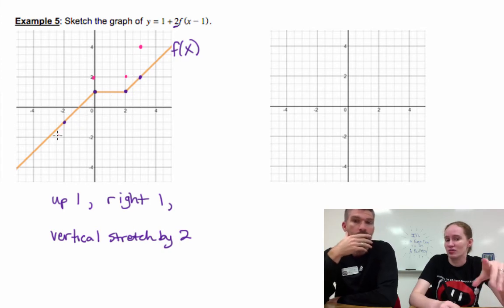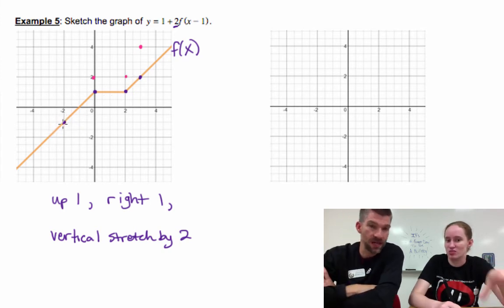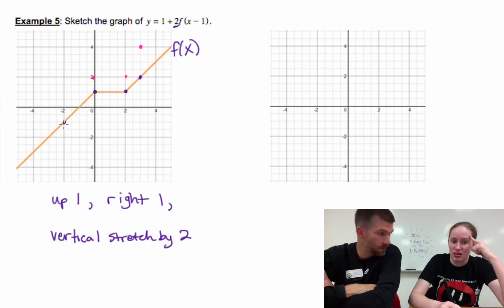Plus 1. Well, let's just do, I'm just looking at the vertical stretch right now. Sorry, my mistake. Okay, all right. That's what you said. Yes, I said that.